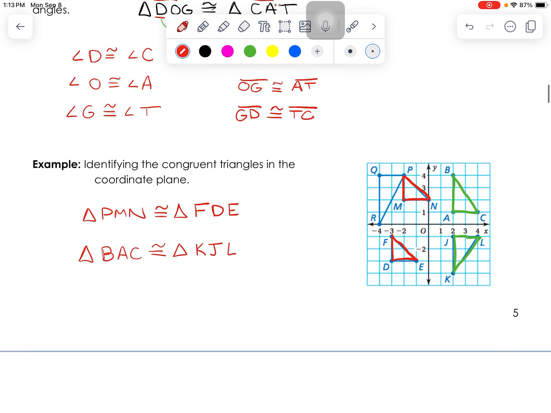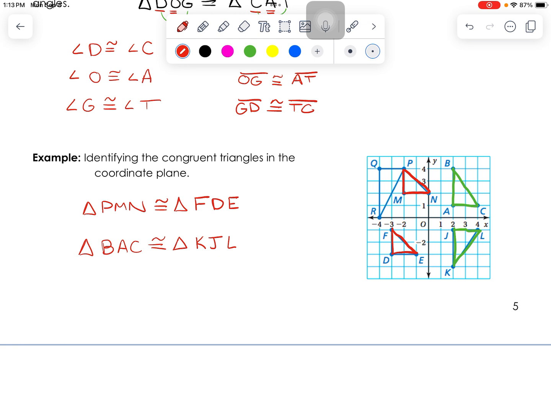All right, that is it for notes for today. So make sure you have everything written down. You can put your notes away and check the agenda for what to do next.